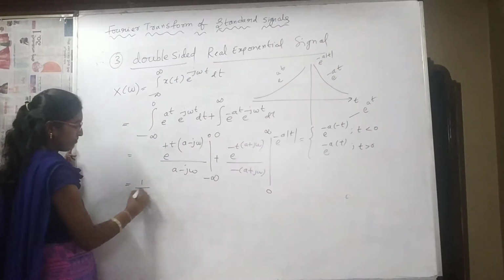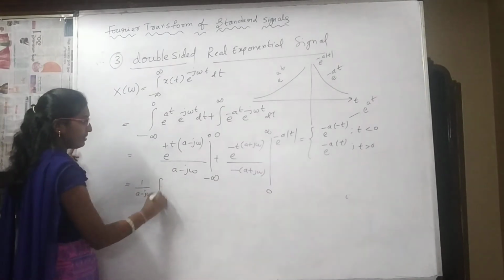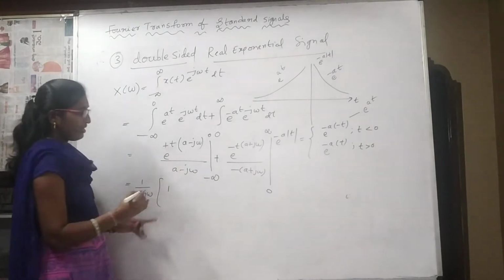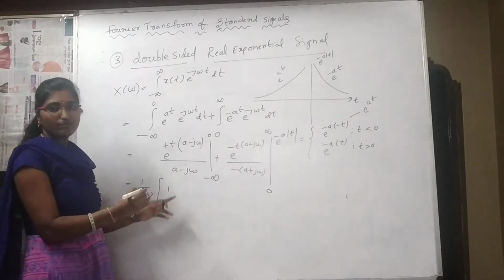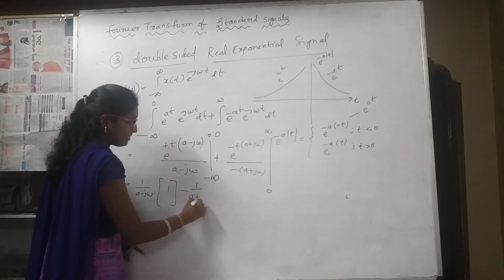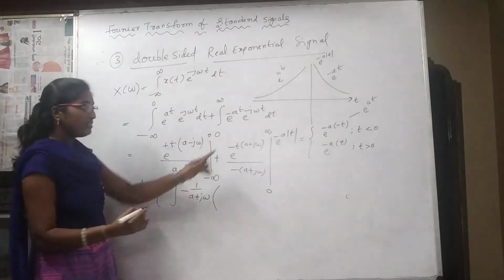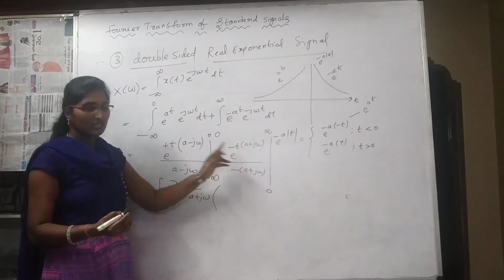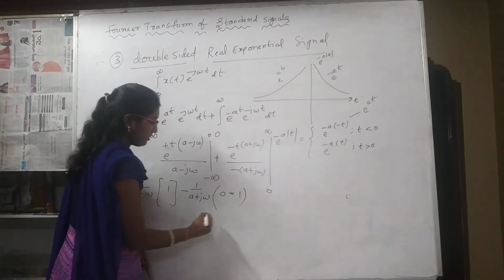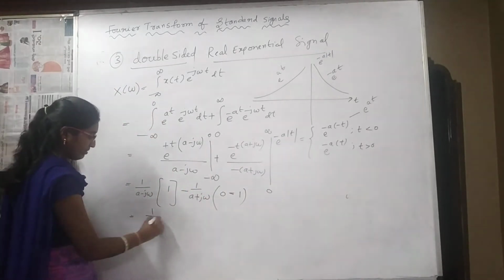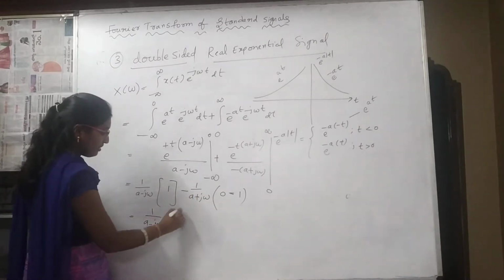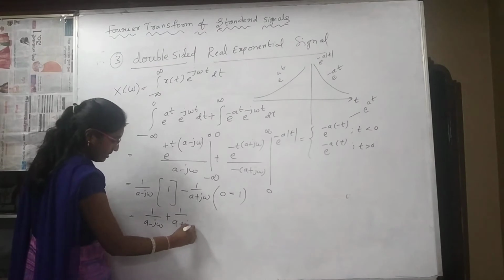Now 1 by a minus j omega, and upper limit e power 0 is 1 and lower limit is e power minus infinity. e power minus infinity is 0, and then minus 1 by a plus j omega, and upper limit infinity, e power minus infinity is what? 0, and lower limit e power 0, that is minus 1. So finally 1 by a minus j omega, and minus into minus plus 1 by a plus j omega.